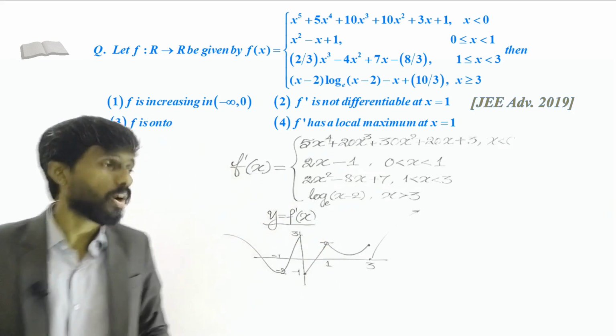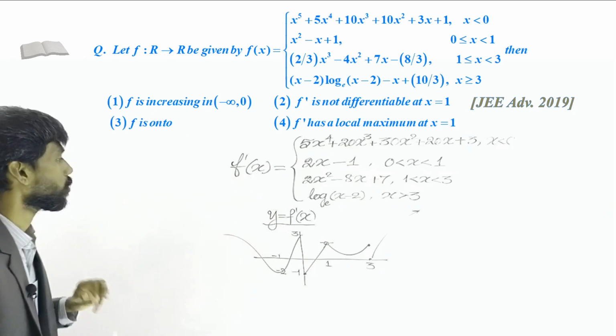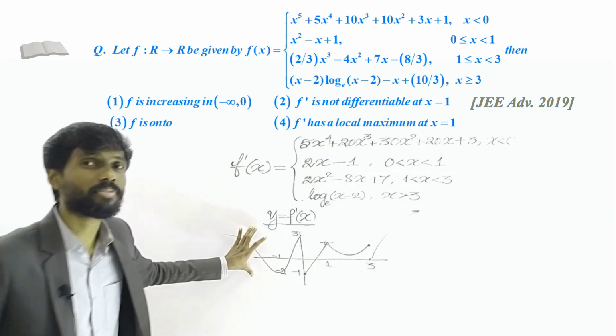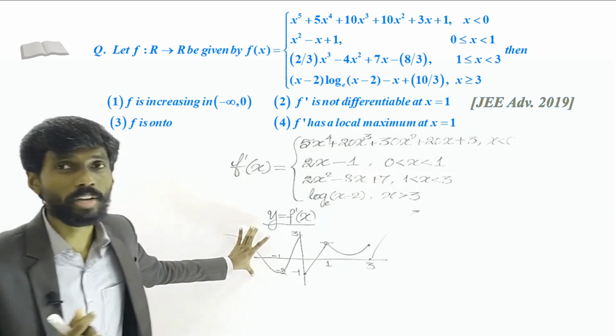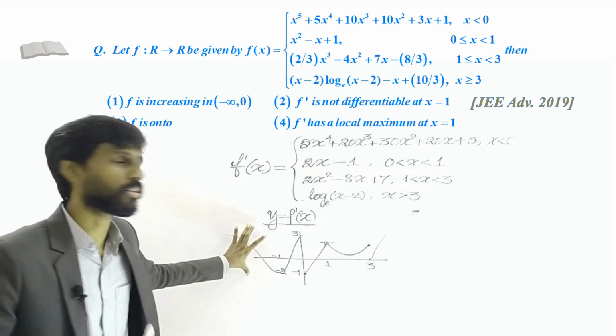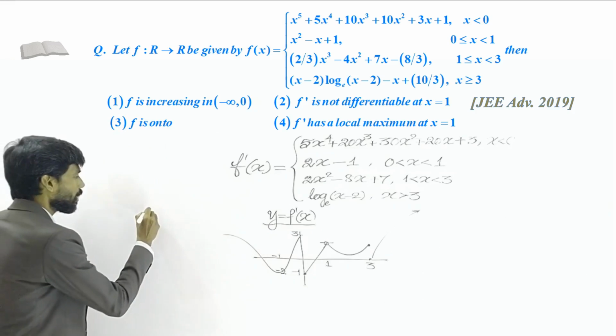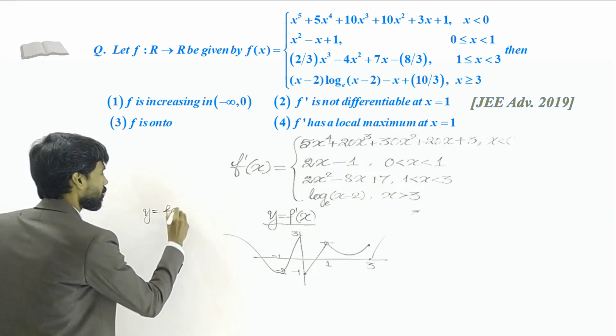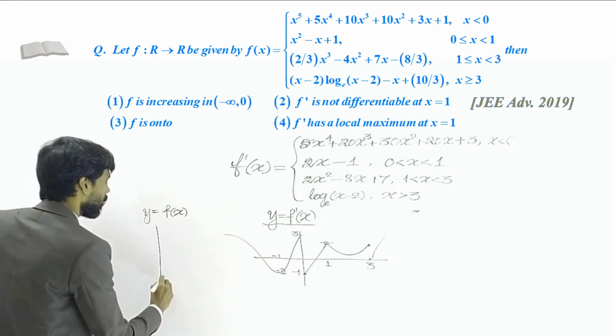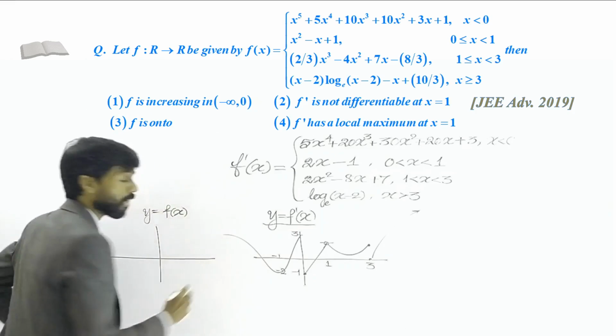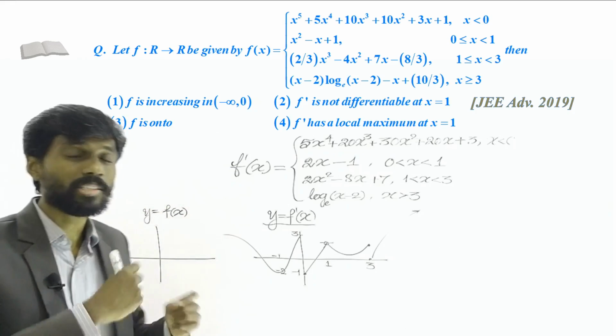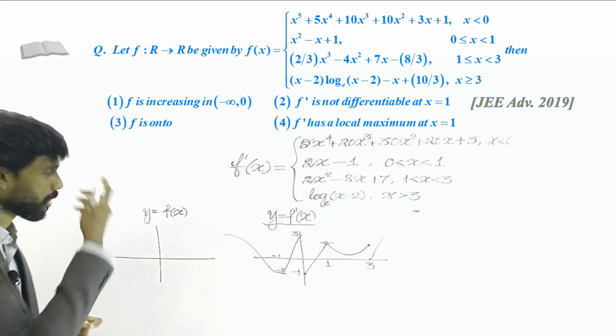So that is correct. Now, is f of x onto or not? That you have to check. But we have only drawn the graph of f dash of x. We don't know about f of x. Is f of x onto or not? So let us draw f of x also here. See, y equal to f of x. Okay, roughly. We need not draw the entire function. We have to get an idea whether this function takes all values from minus infinity to infinity. So that's what we have to find.